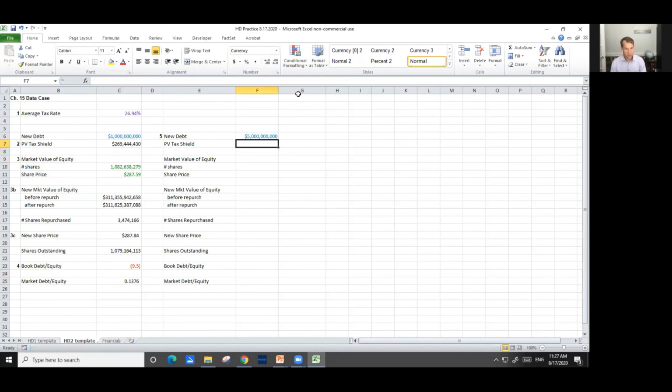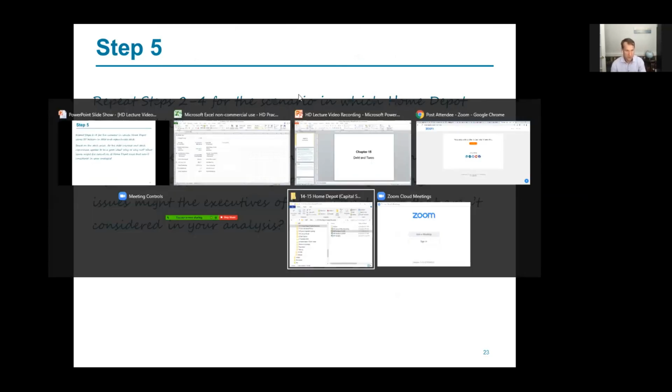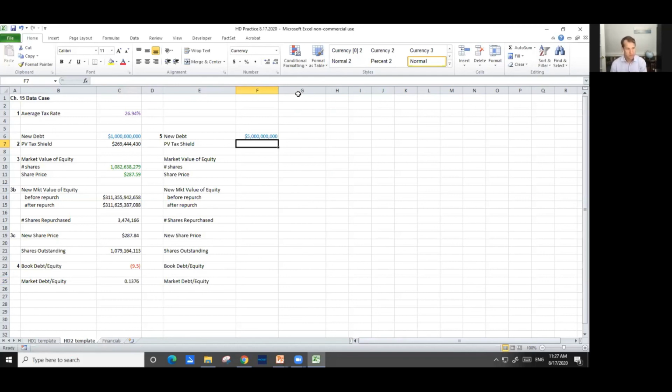Let's quickly do the same thing for the fifth step. So just repeat the steps for $5 billion debt raise, and then we'll see what happens to the share price. So the present value of the tax shield would be 5 billion multiplied by the tax rate. Market value of equity is actually the same. This is before any changes. And then the market value before repurchase would be number of shares times share price. And then after repurchase, we'll add the tax shield to the market value of equity before repurchase.